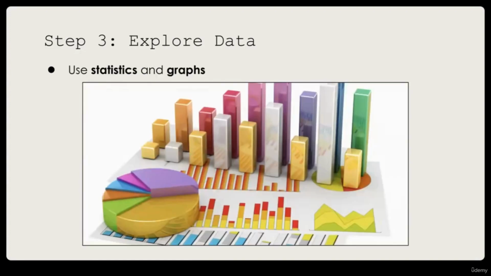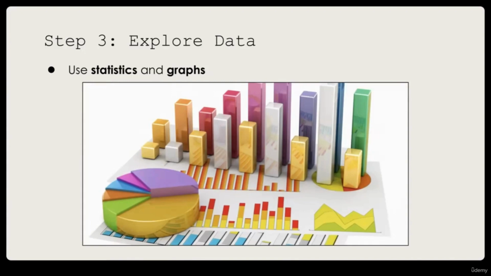Step 3 would be exploring data. This can be done through statistics and graphs. Let's look at statistics more. Statistics provide us with the tools to summarize and understand the key characteristics of our data. So this can be done through many different ways. Let's say I want to find the mean, the median, the mode of something. Maybe I want to see the range, the difference between the maximum and minimum values that I'm seeing.